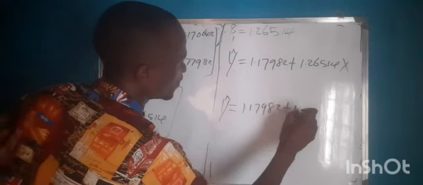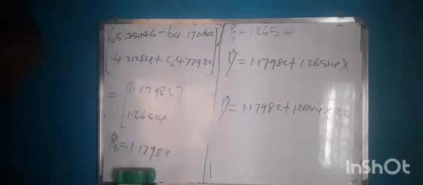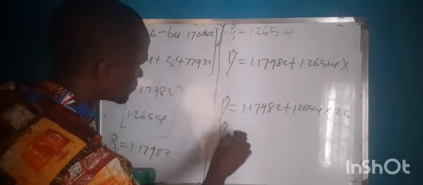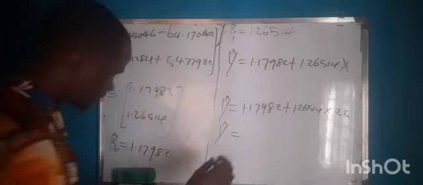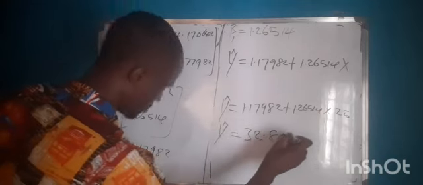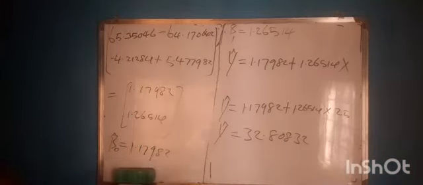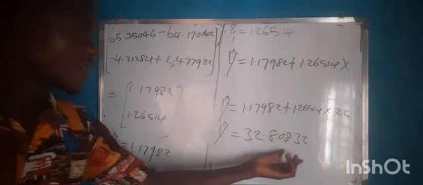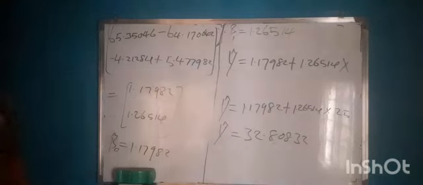1.17982 plus 1.26514 multiplied by what? 25. This will give us y cap to be, if you do the multiplication and take the sum, y cap to be 32.80802. So this is the value of y when x is equals to 25 from this estimated regression line equation.